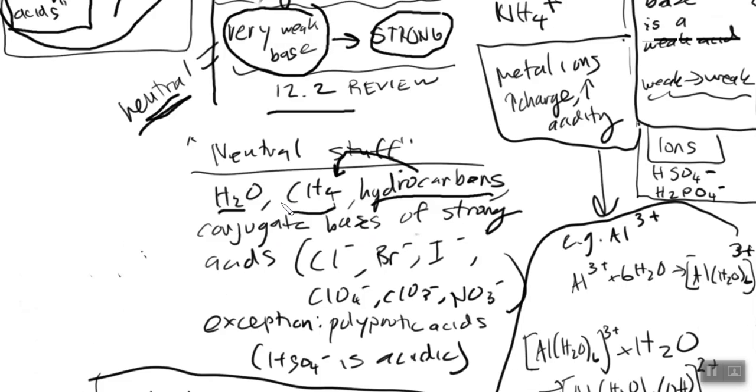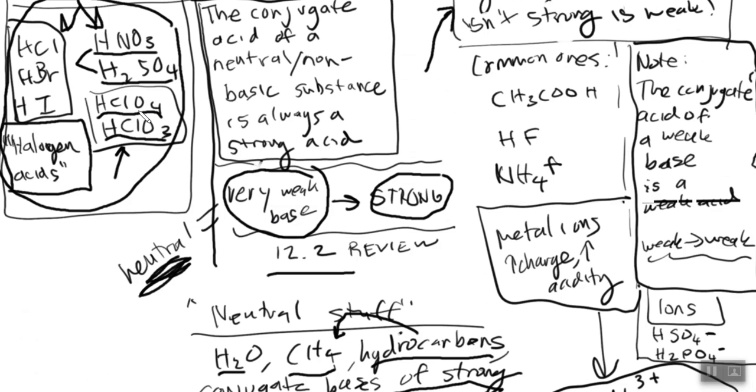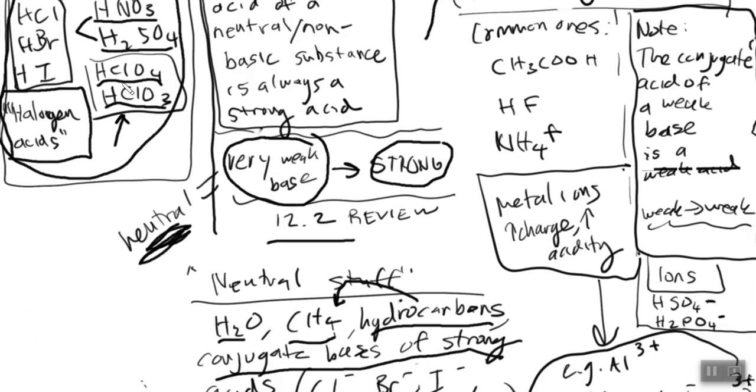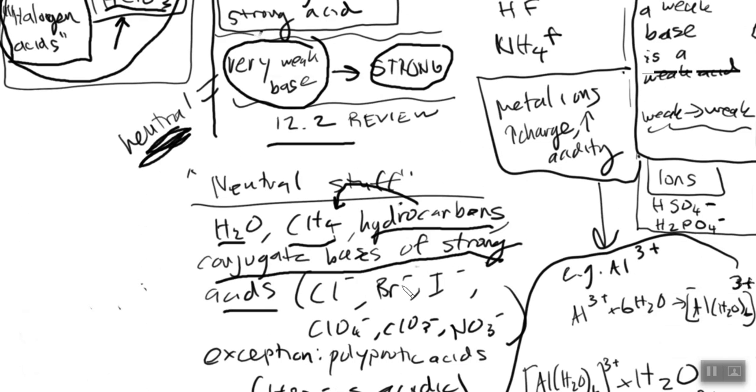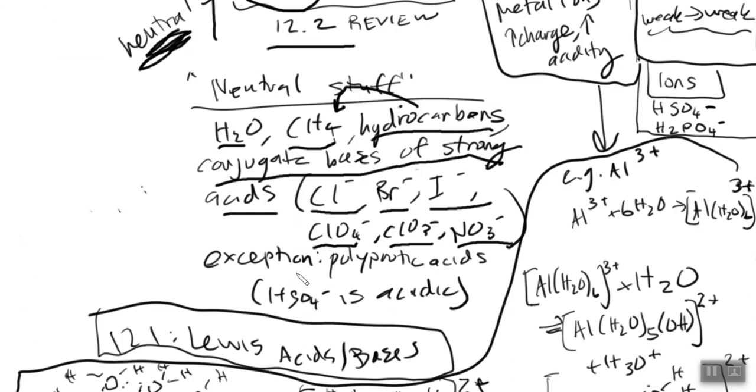Now we also have the conjugate bases of strong acids, since the conjugate of strong things is always very weak or neutral, as we just said. So we have these strong acids, right? So the conjugate bases of them will be neutral. So we have chloride, bromide, iodide, chlorate, perchlorate, nitrate, and we have an exception here. We have HSO4 minus.